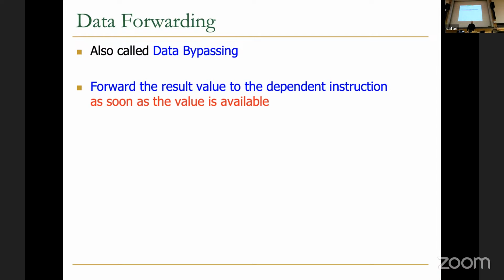So data forwarding, also called data bypassing. The idea of data forwarding is that we want to forward the result value to the dependent instructions as soon as the value is available. So this idea, I guess, reminds you of another processing principle, let's say. Any idea?